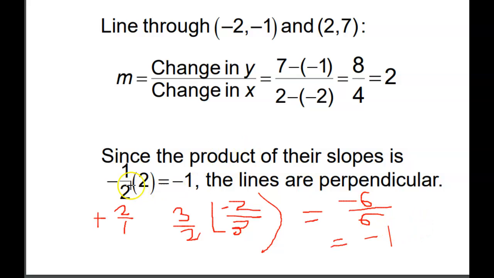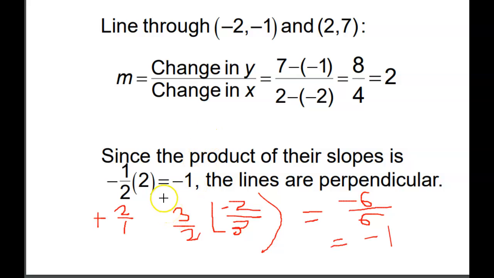But for now, you just need to know that I find the slope through each set of points and multiply them. If I get a -1, they're perpendicular. If I don't get a -1, they are not perpendicular. If I calculate the slope between two pairs of points and find that the slope is the same, they're parallel. If it's not the same, they're not parallel. If you multiply those slopes and don't get a -1, they are neither parallel nor perpendicular.